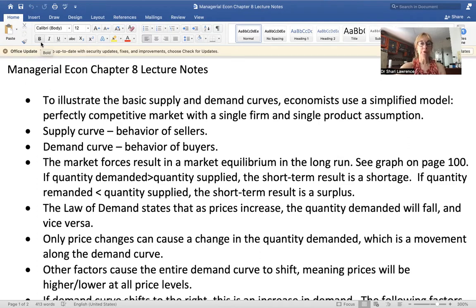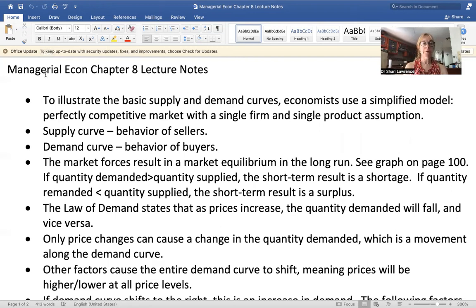Then we're also going to see what happens when there's a change in the quantity demanded, and when there's a change in demand, and what causes a change in the quantity demanded, and what causes a change in demand. So on the exam, make sure that you understand all these components, and that you can draw a graph that shows a change in the quantity demanded or a change in demand, and consequently a change in supply. So I'll be going over all that in the synopsis here.